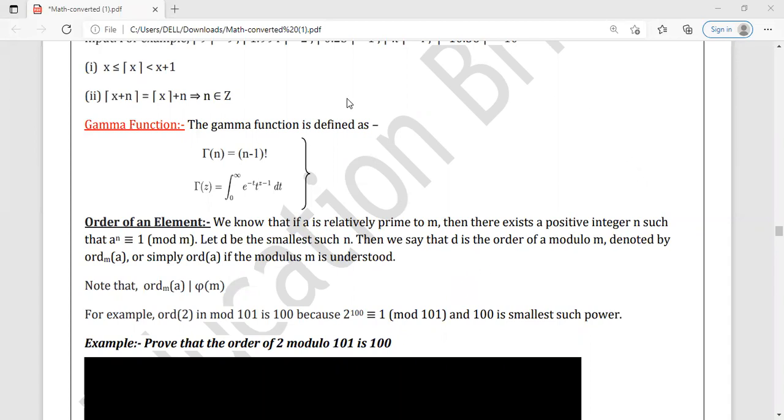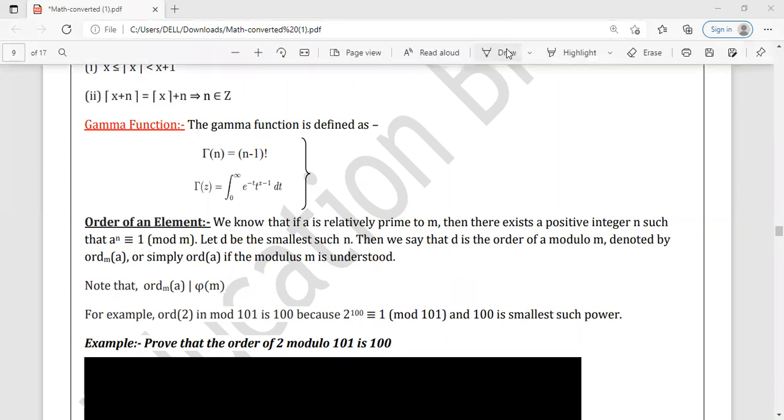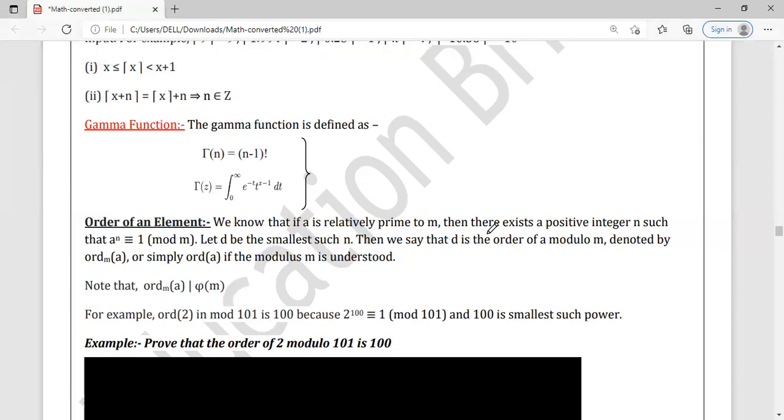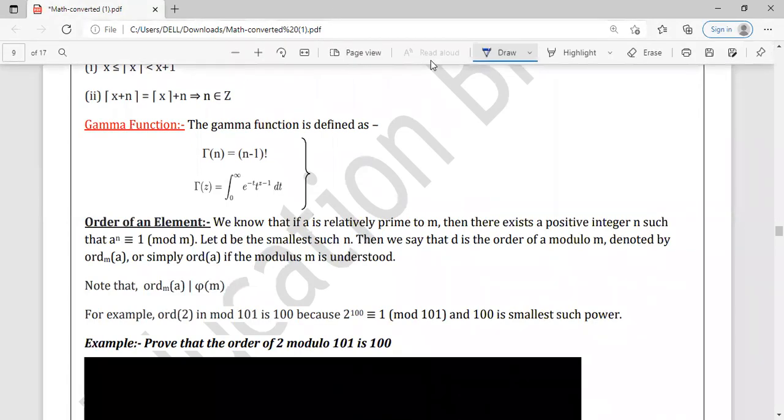That means you actually have to prove that the least power of 2 in modulo 101 such that it is congruent to 1 mod 101 is nothing but 100. How can you prove that? Try to prove that. I am giving you 2 minutes. Those who are watching on YouTube, please pause the video here if you need more time, but I will be giving 2 minutes here.